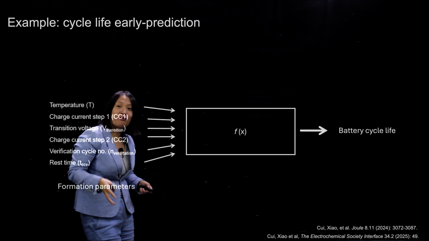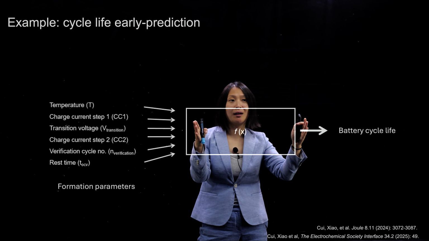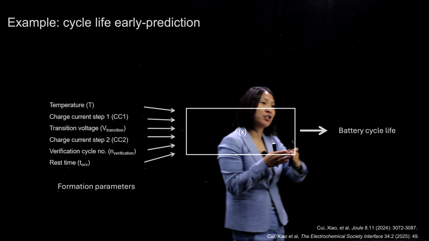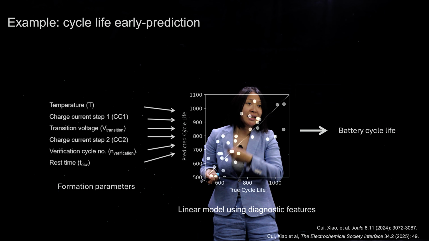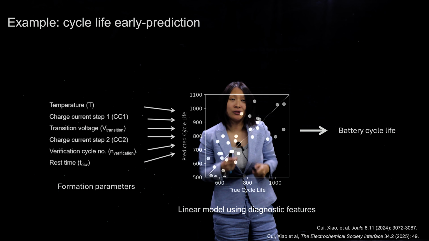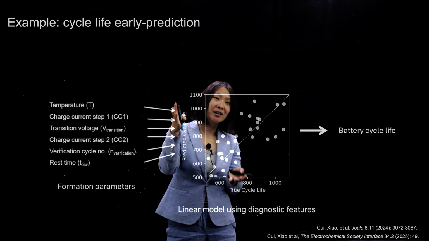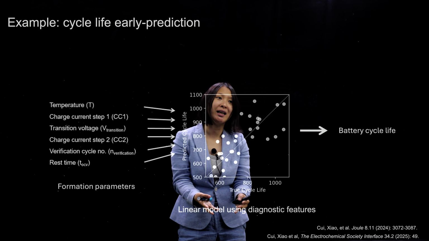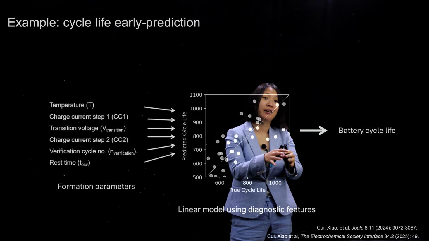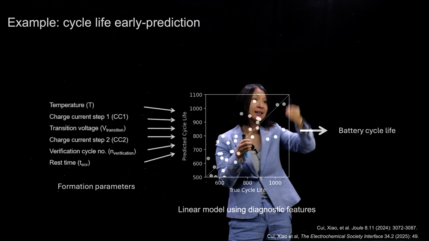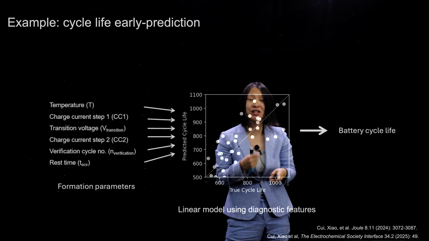So we know the variables here are the formation parameters, and we want to build a regression model which predicts the battery cycle life. With that in mind, the first thing to try is linear models. So we can have a linear regression model, and in this case, as an example, I chose to use the diagnostic features, which are the features extracted from the periodic diagnostic tests throughout the early battery aging tests.